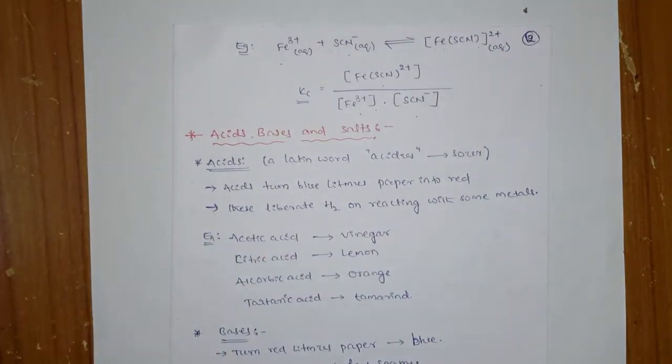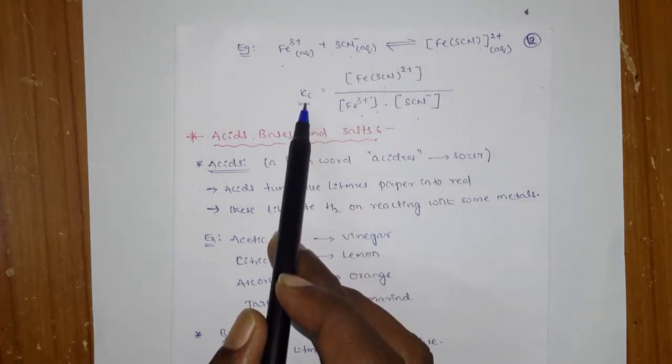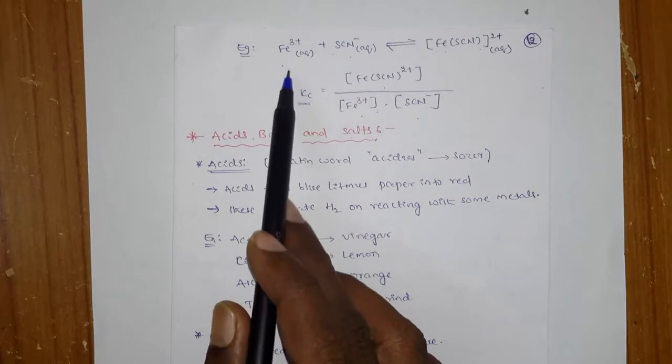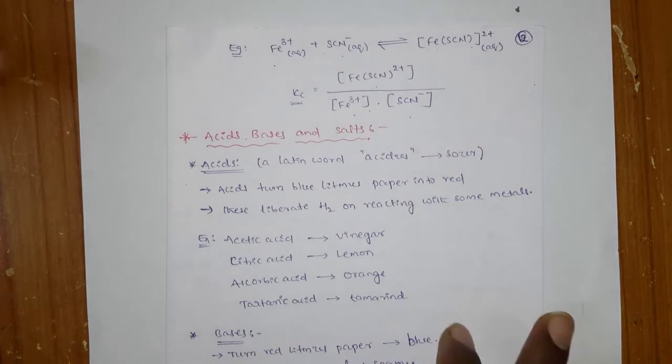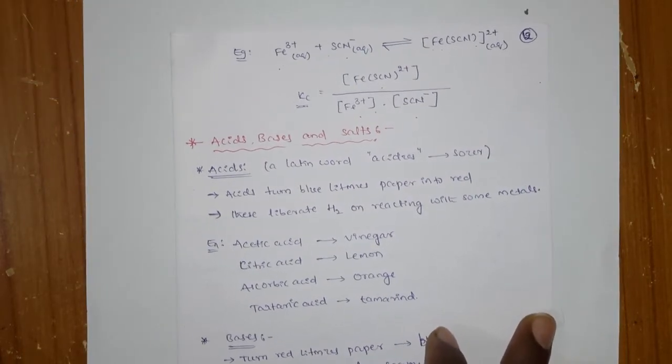Hello students, in the previous lecture we discussed ionic equilibrium, and what compounds can be involved in ionic equilibria. Later we also saw how to write the ionic equilibrium constant, which was very similar to the equilibrium constant, right? We saw an example of how to write it in the previous lecture, and now we are going to start a new topic, that is acids, bases and salts.